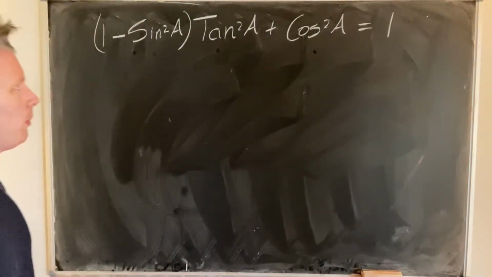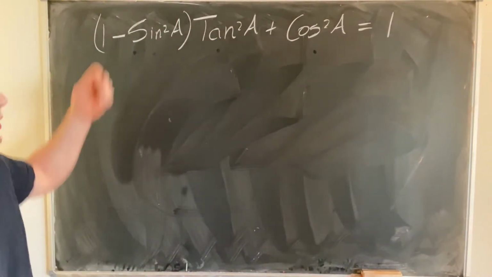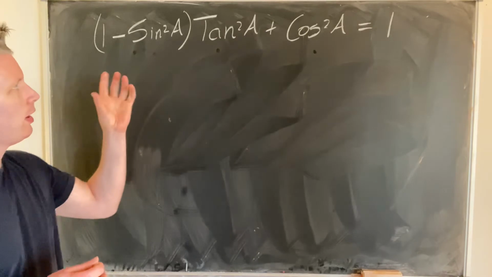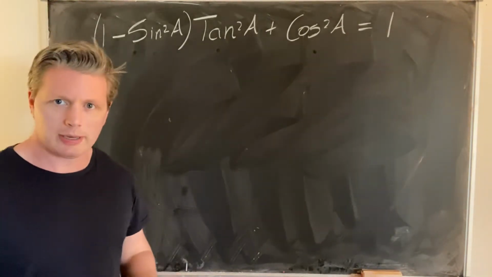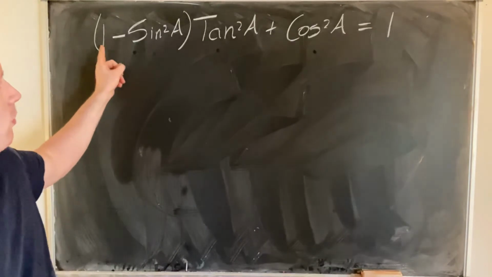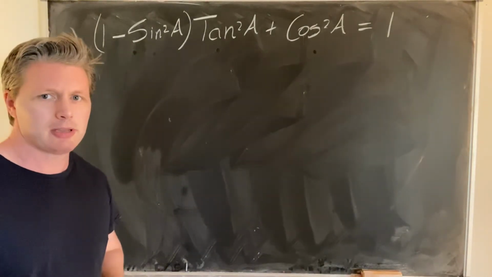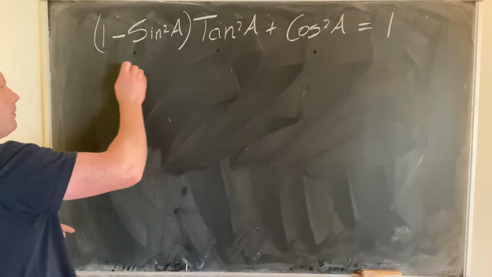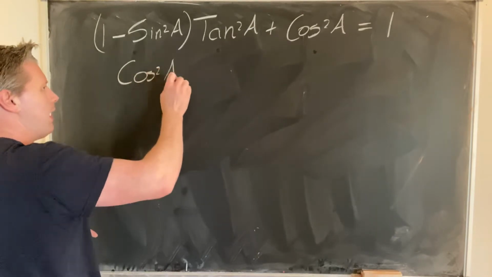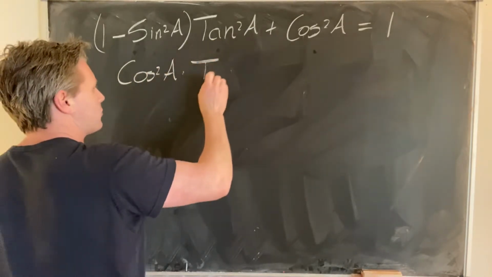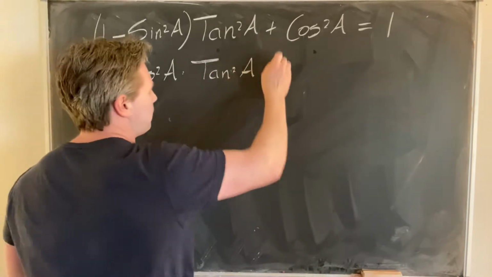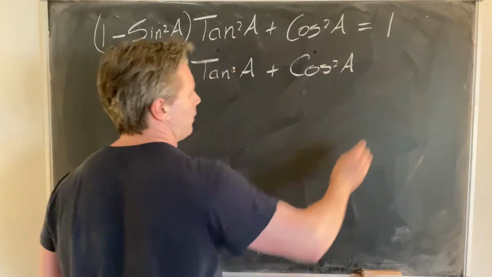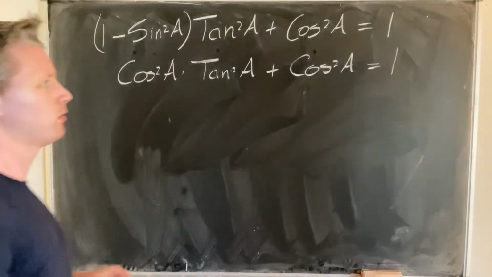Okay, how will we go about it? Well, hopefully you're starting to spot some identities pretty quickly at this point. One that I would hope that you would spot is that 1 minus sine squared a is simply cosine squared a. So this here is cosine squared A times tan squared A. And I have here, of course, cosine squared A. We want to see, is this equal to 1? That's what we're looking for.